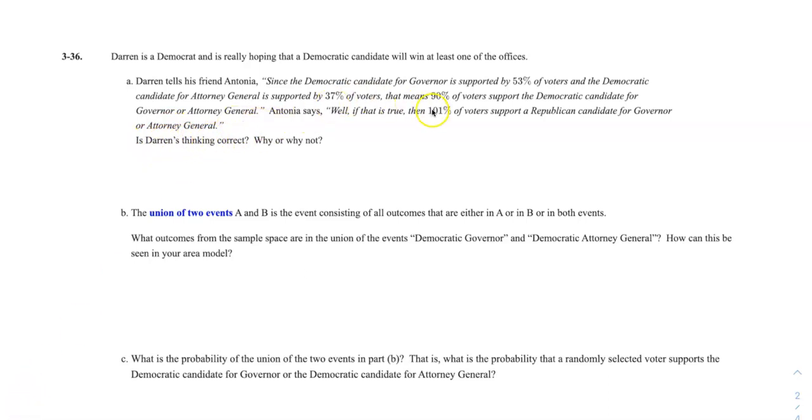So, I mean, as Antonia rightly pointed out, he's not thinking correctly. Using the same logic, she would have got 101. I think he's forgetting that the events overlapped. That's why you get more than 100 sometimes. The events overlap. So you're kind of counting the same people twice. That's the issue. Overlap.